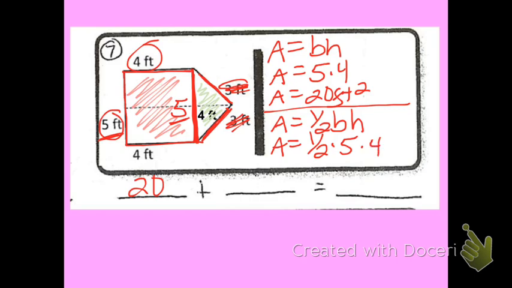Area equals 1/2 times 5 times 4. That would be 10 feet squared. So I'm going to put a 10 there. Our total area is 30 feet, but squared also, right? Don't forget that part. Okay. Now you're going to practice this on your worksheet.